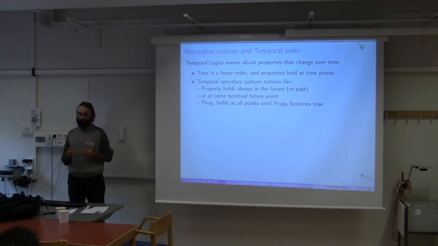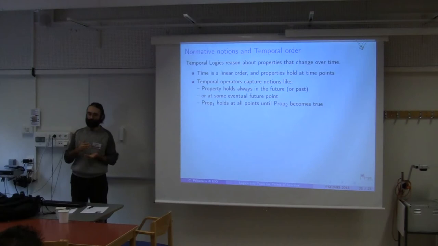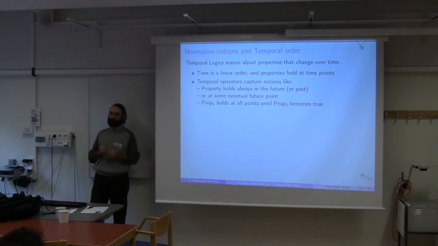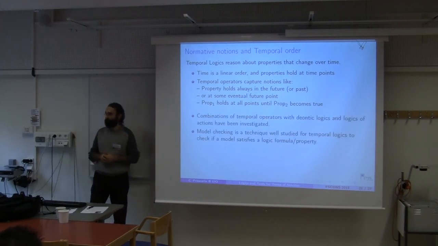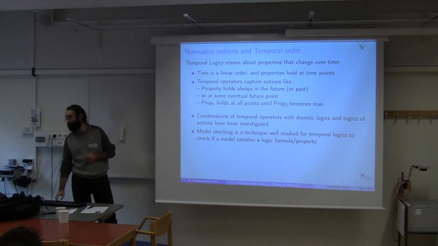So with temporal logics, you can express notions like a property holds in the future at some point, or it holds all the time from now on, in all the time points. So temporal logic sees time as a linear sequence of time points. And now there are combinations of deontic logic and temporal logic too. So there we have good works to build on.